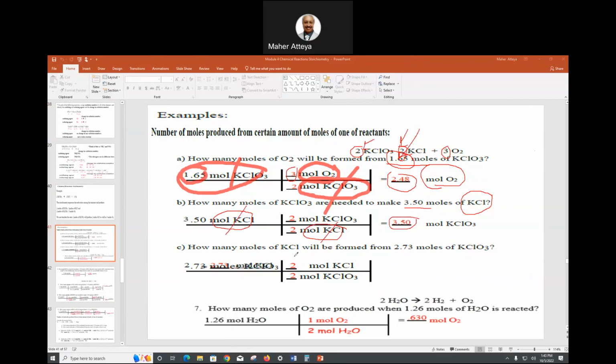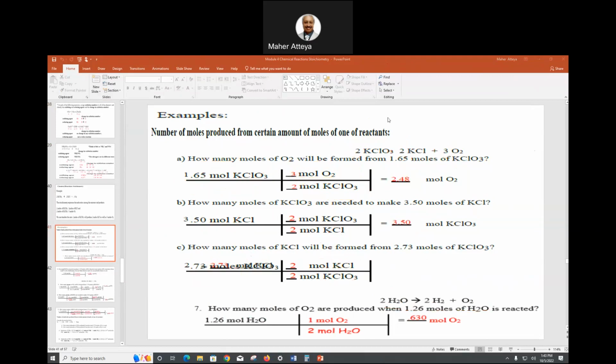And the same thing here. How many moles of potassium chloride will be formed if you have 2.73 moles of the reactant? You start with 2.73. You have 2 moles of potassium chloride and 2 moles of the reactant. So the reactant will cancel with the reactant. You get the same value there. And you can look at this one here. Let's look at this one.